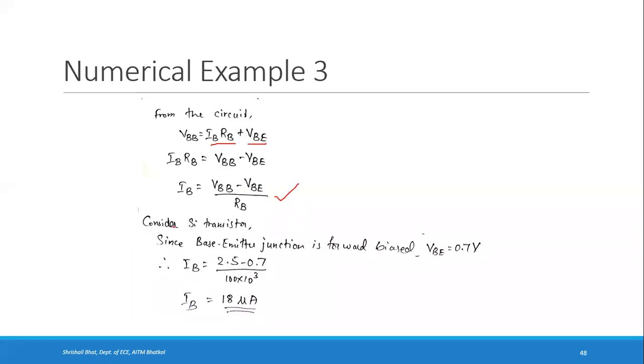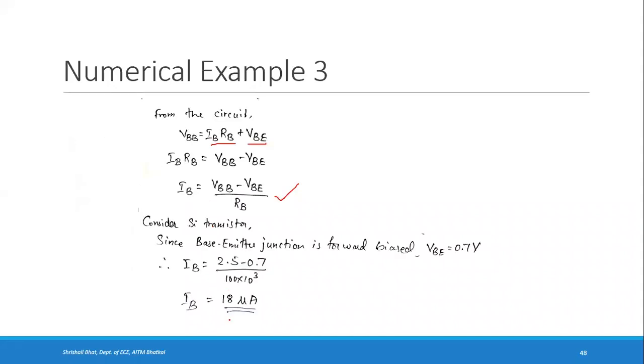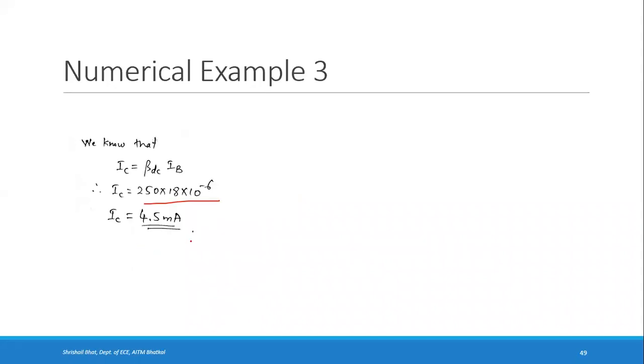So what we mean by this is, IB is 18 microamps. This IB will cause a collector current of 4.5 milliamps. This is what we said: a small base current can cause a large collector current, right?